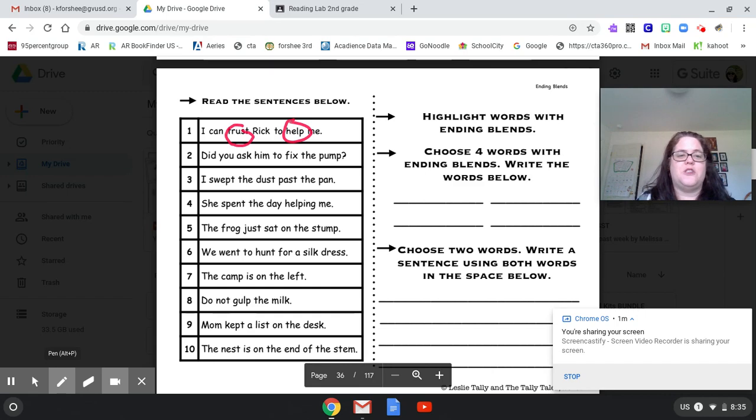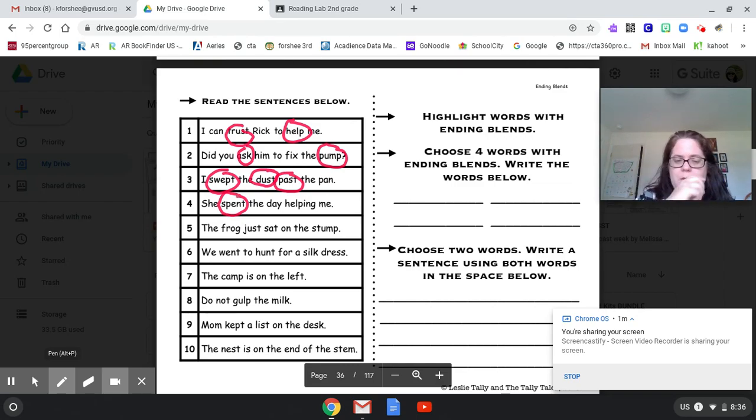All right. Number two. Did you ask him? Yep. Ask. To fix the pump? Good. I swept the dust past the pan. Wow, there's a lot there. All right, number four. She spent the day helping me.